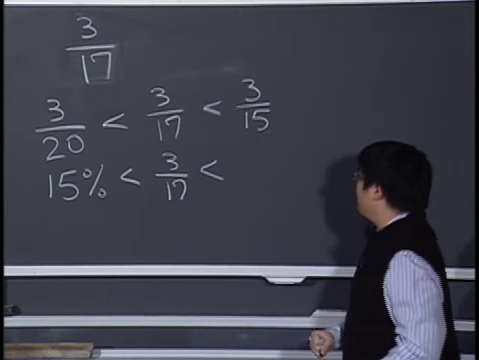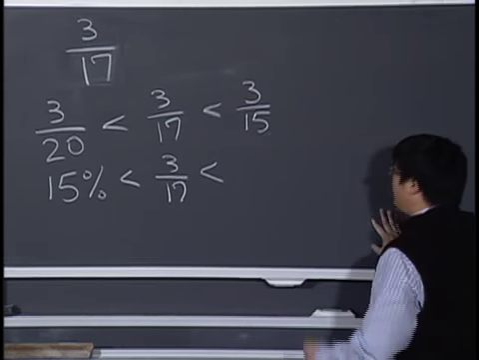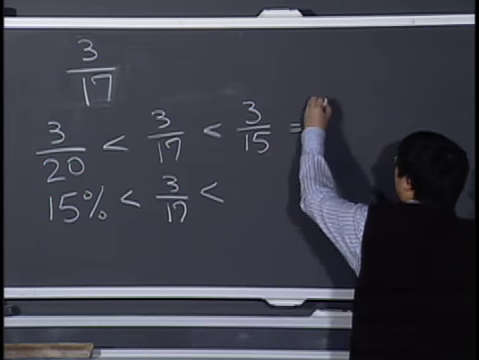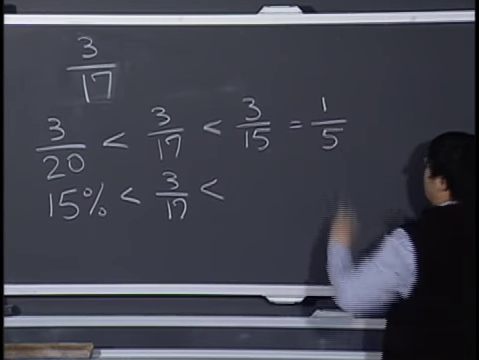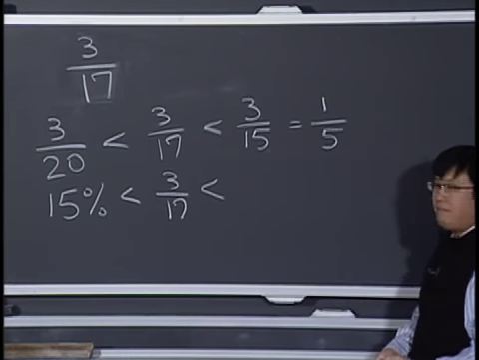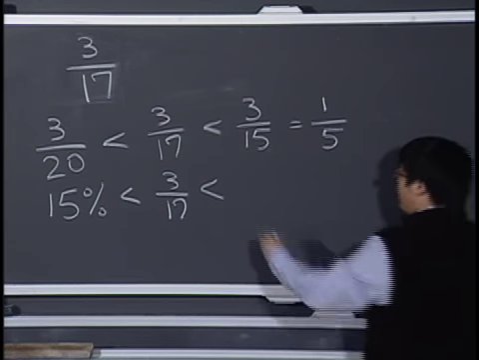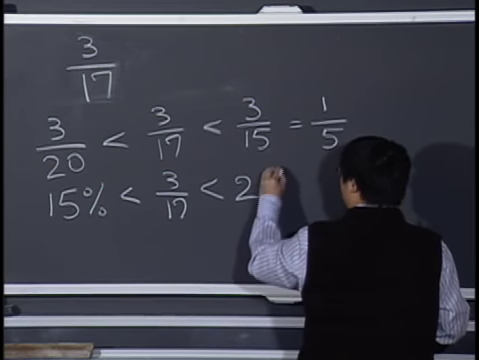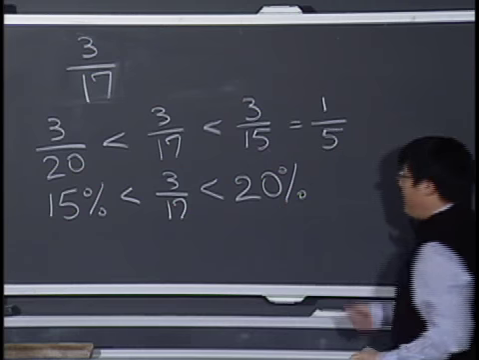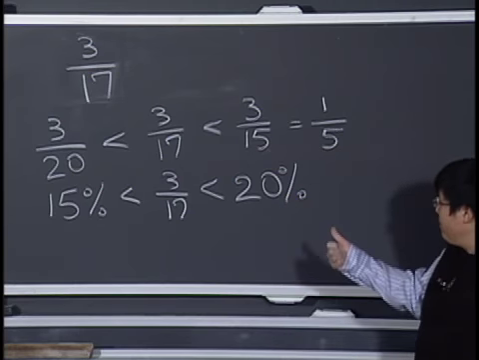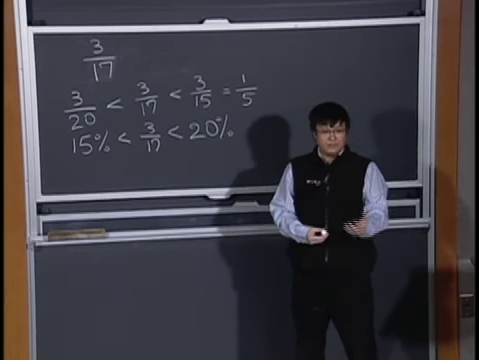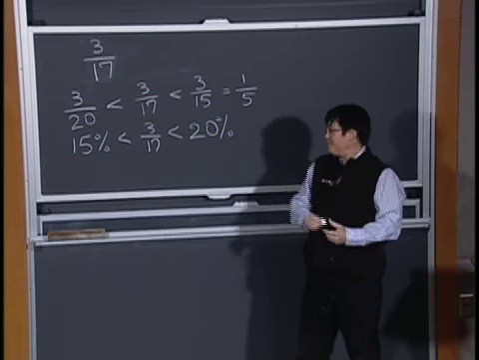And how about 3 over 15? Well, 3 over 15, we can simplify to 1 over 5 by dividing the top and bottom by 3. And we know that 1 divided by 5 is 20%. Now we have much tighter bounds. So we know that 3 over 17 is somewhere between 15% and 20%.